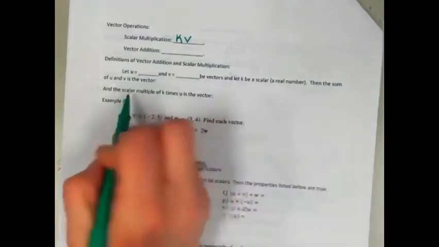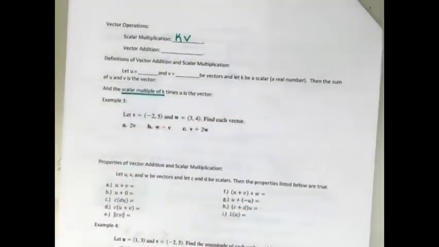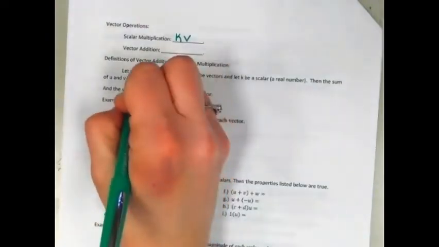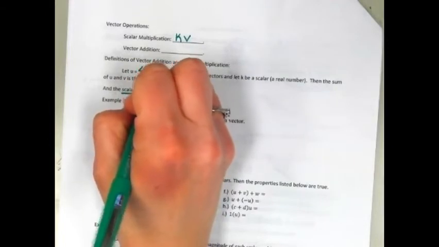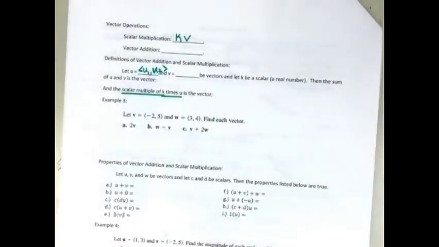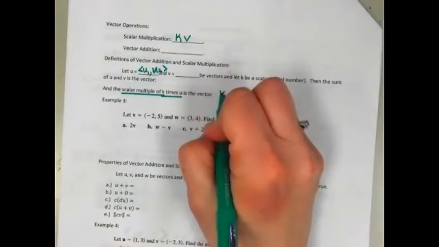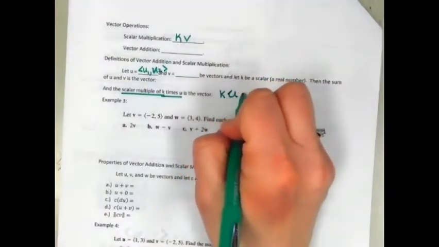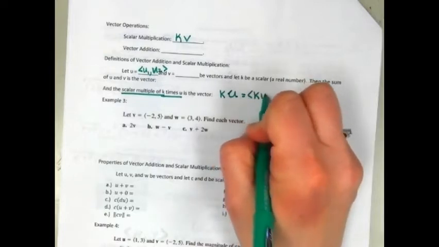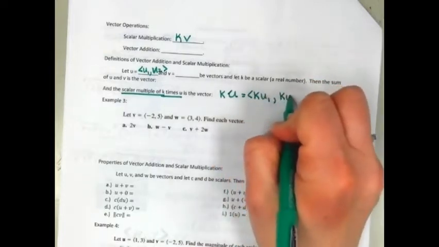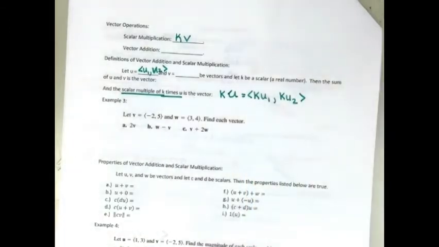So when you look at the scalar multiple of k times u, okay, if my u vector is u1, comma, u2, sorry, if I'm multiplying k by that vector, so ku, that would mean I'm going to be taking k times u1, comma, k times u2. So I'm just taking k and distributing it to both of the coordinates.